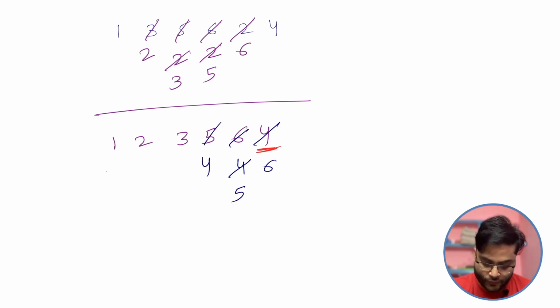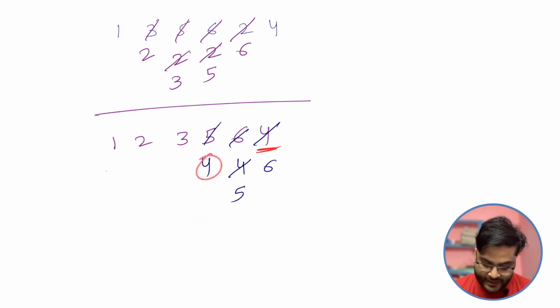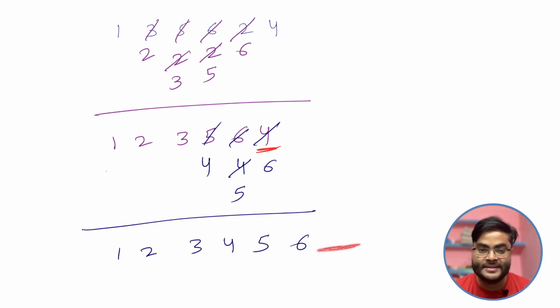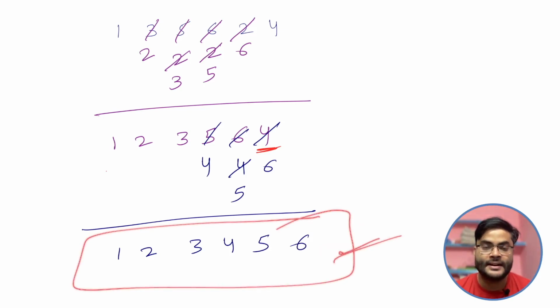Now compare 4 with 3. 3 is less than 4. That means it is in the correct position, so we will get out of the loop. After this, our array will look like 1, 2, 3, 4, 5, 6, and further, no element is remaining. So we have sorted all the elements, right?